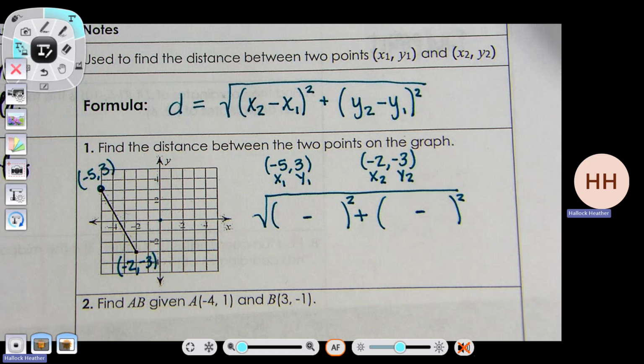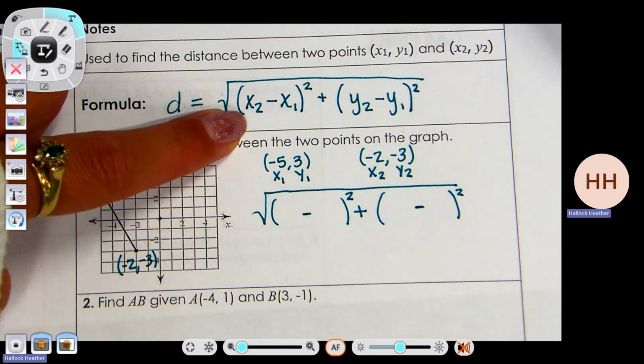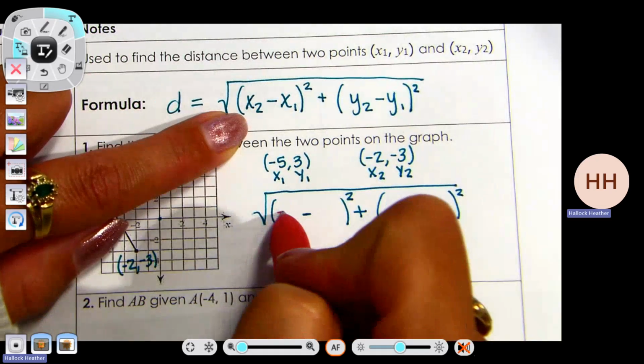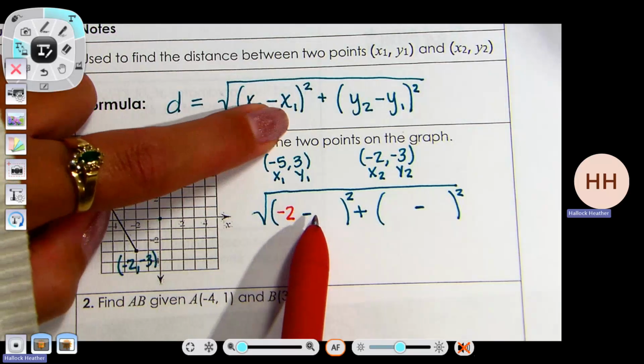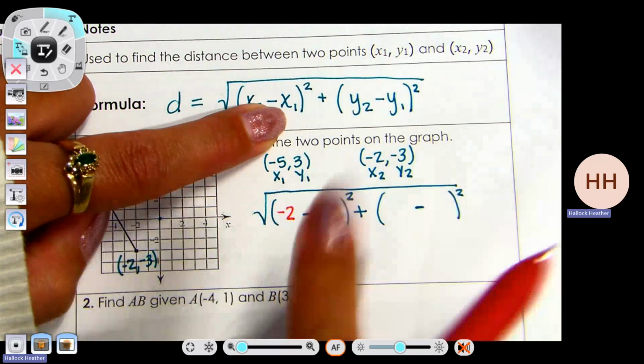Okay, so we're going to plug in our numbers. The first number I need to plug in is x sub 2. What is x sub 2? Yeah, genius. So that goes in the first one, -2. I have my minus sign from the formula. What's x sub 1? -5. And I know you guys are going to hate this, but I'm going to put a negative and a negative.